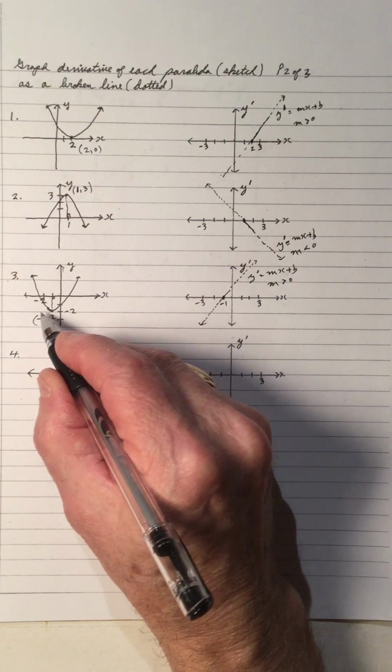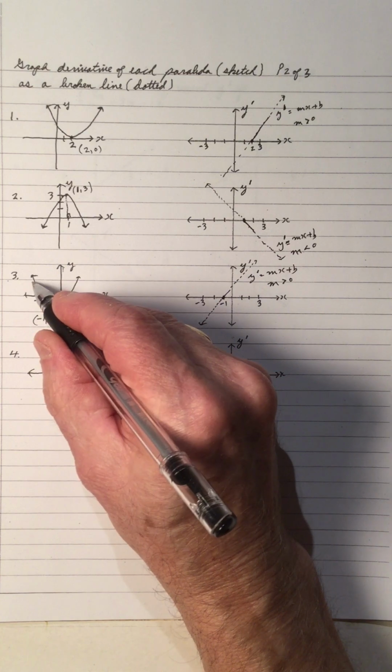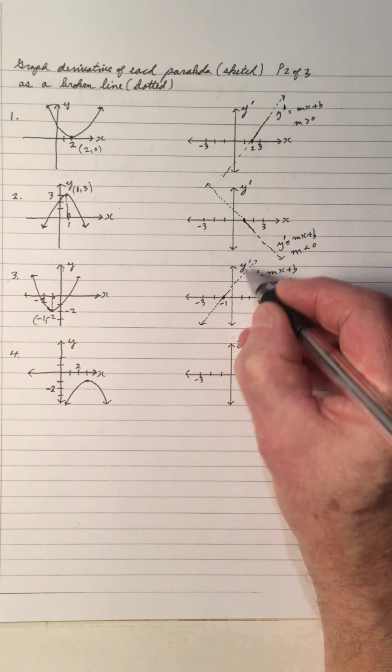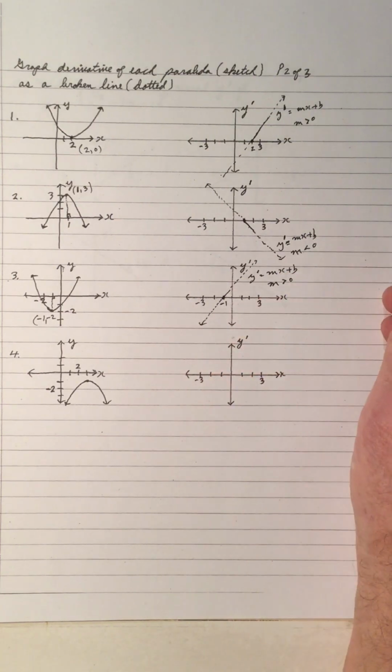Again, on the right side is plus, on the left side is negative, so the derivative on the right side is positive, on the left side is negative. But the slope of this line is a positive slope.